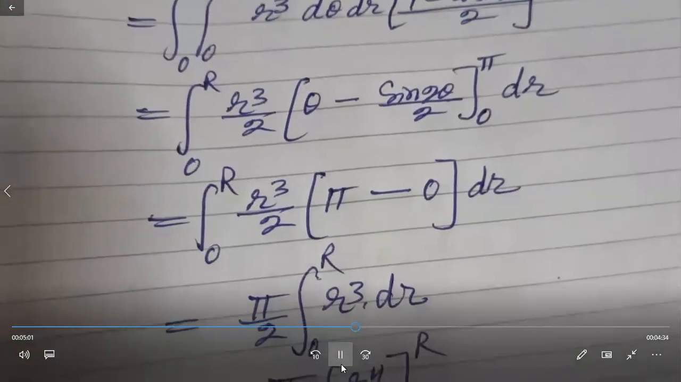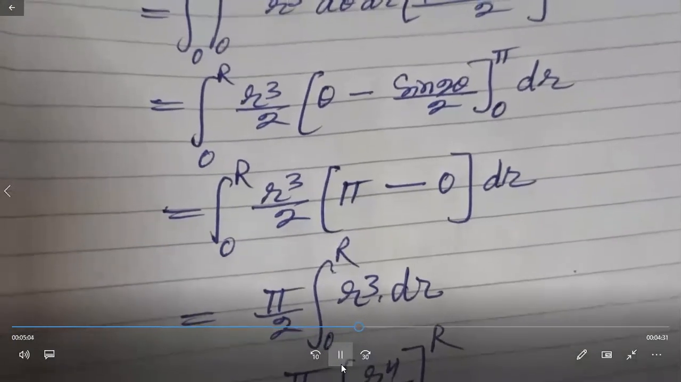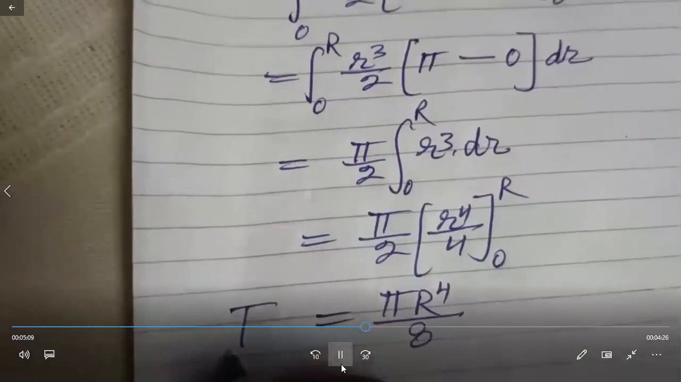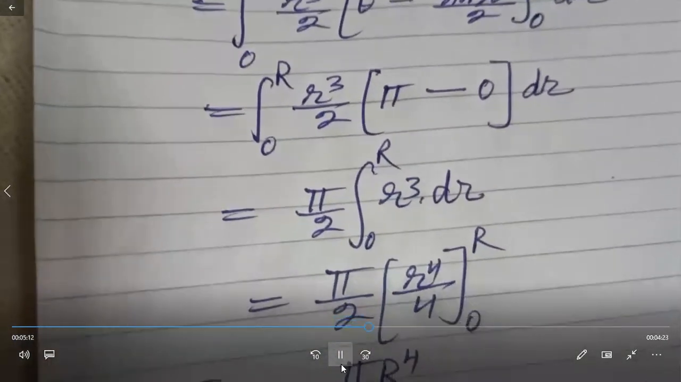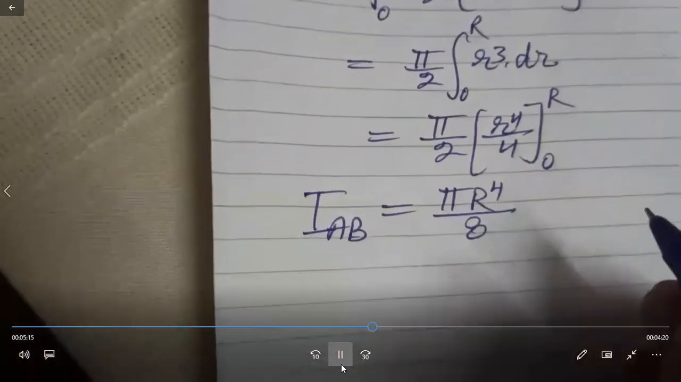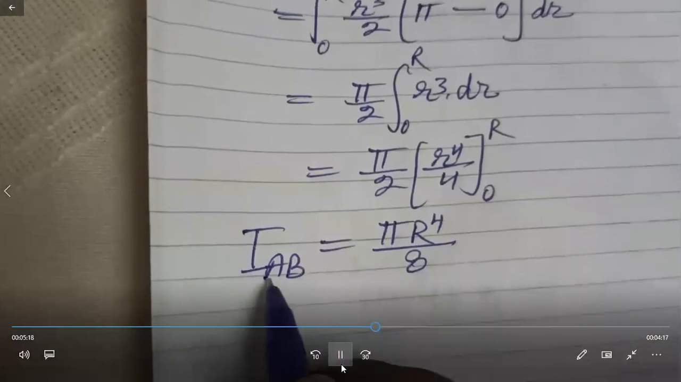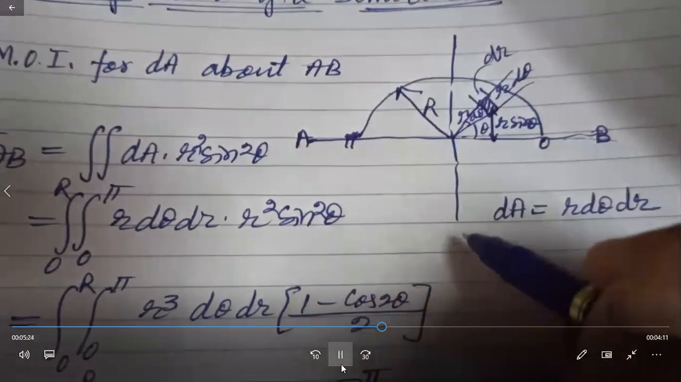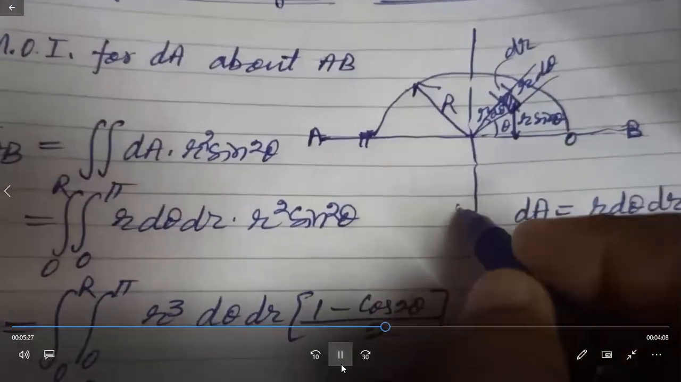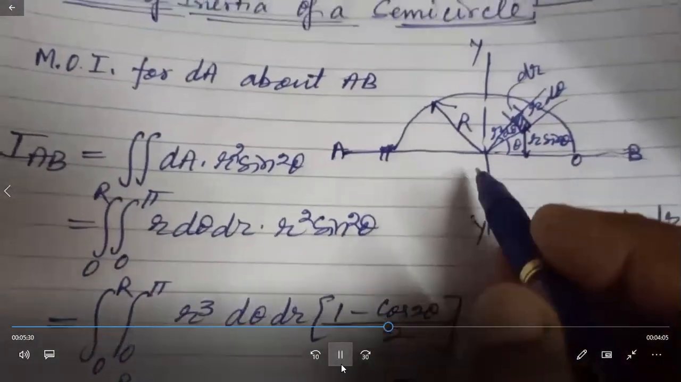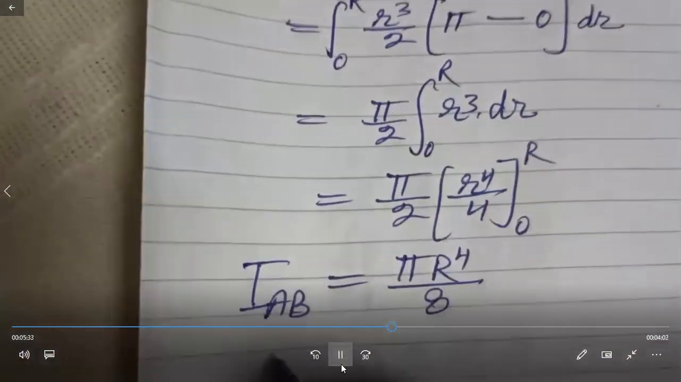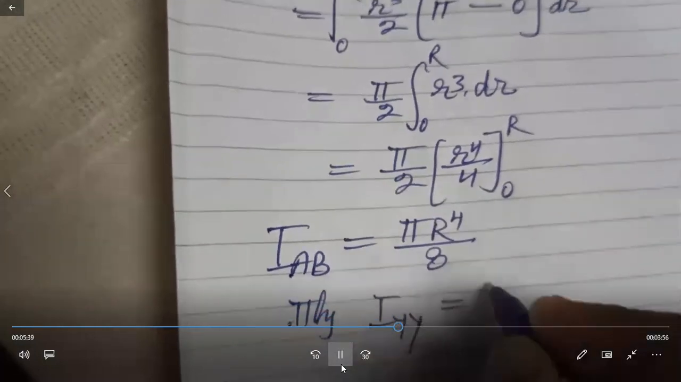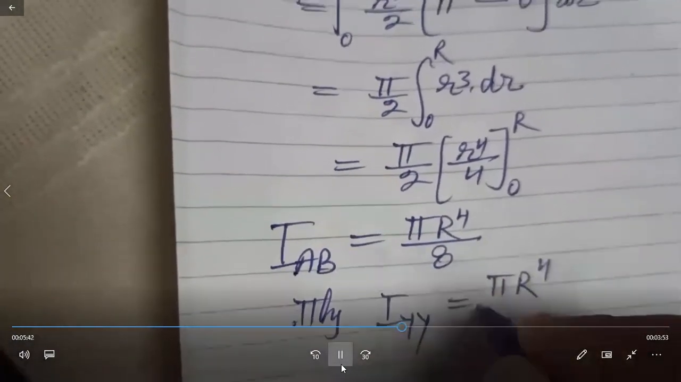So this will give you the value pi r to power 4 upon 8 for a semicircle about the diametral axis IAB. This is the diametral axis IAB. Similarly, we can find out as earlier along this YY. So along this YY, similarly Iyy will also be pi r to power 4 upon 8.